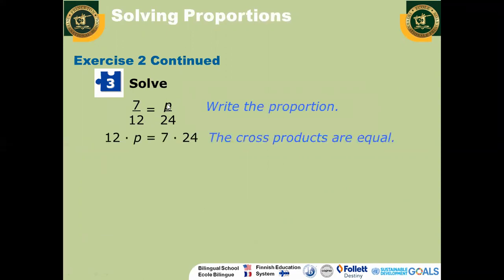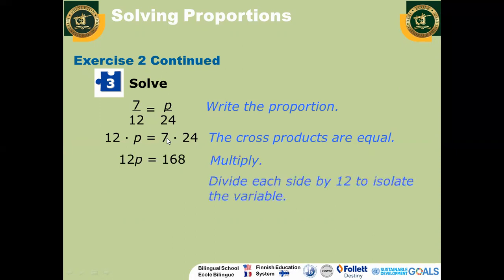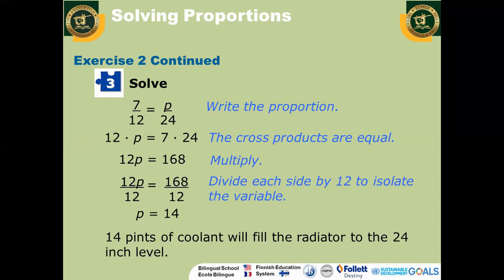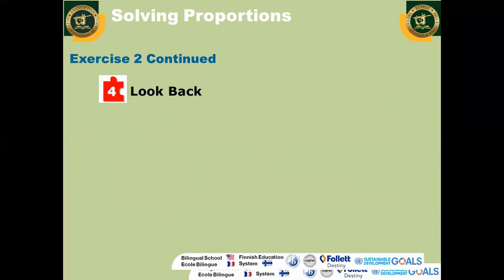If I use the first method, 12P equals 7 times 24, and then divide both sides by 12. So 12P equals 168, divided by 12 on both sides. So the P equals 14. So 7 over 12 equals 14 over 24.